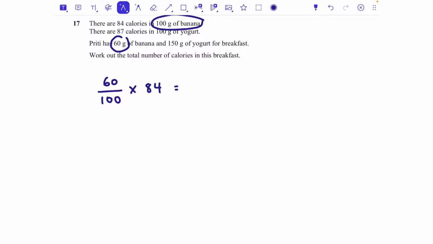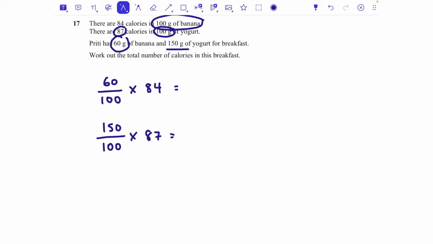For the yogurt, again, there is 100 grams of yogurt, and that's 87 calories, but I'm actually putting more. I'm doing 150 out of 100 times by 87. So I want that fraction times 87. That's just one way of doing it, guys. There's lots and lots of different ways of doing it. So as long as you get the same answer here, it doesn't matter.